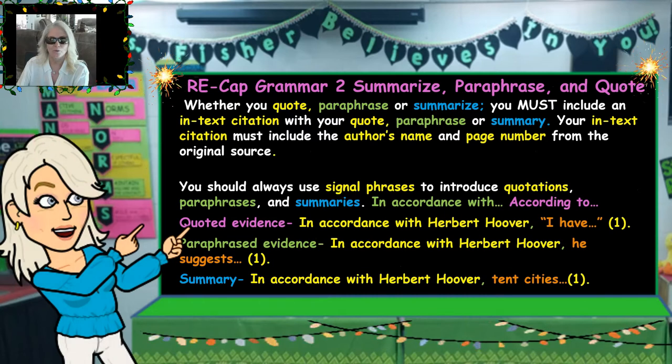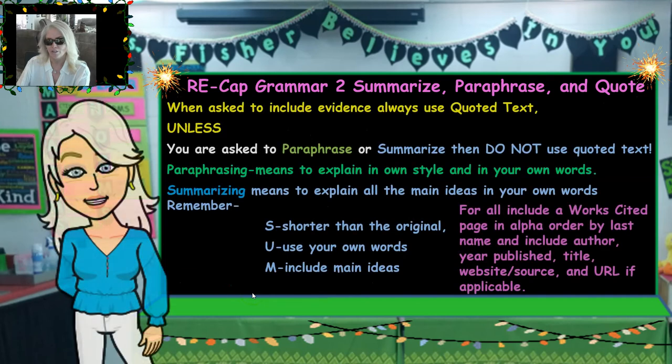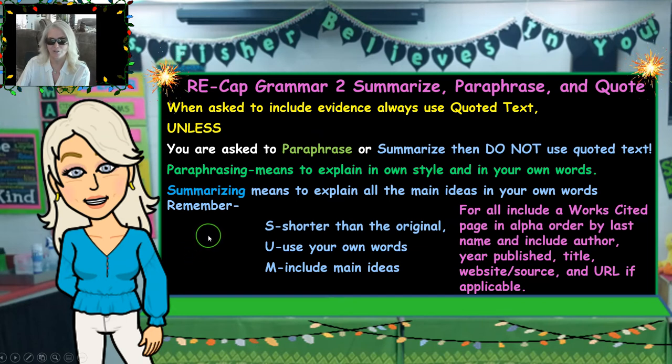We also learned that when we are quoting, paraphrasing, or summarizing, we must cite our source for all three of those. So you must put at a minimum the author and the page number in your in-text citation, and then have a works cited page with your author. We talked about signal phrases like in accordance with or according to, and a good way to introduce quoted evidence, paraphrased evidence, and summarized evidence. What we wanted you to take away from this is that if you're ever asked on the Smarter Balanced Assessment to use evidence to support your answer, you always use quoted word-for-word text, unless they ask you to paraphrase or summarize, in which case you do not put anything in quotes. If you put something in quotes for paraphrasing or summarizing, then they will know you don't know how to do that, because it's in your own words, not in the author's words.